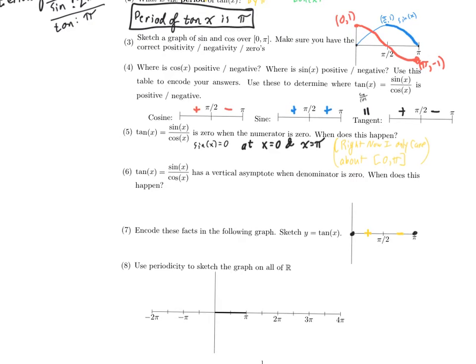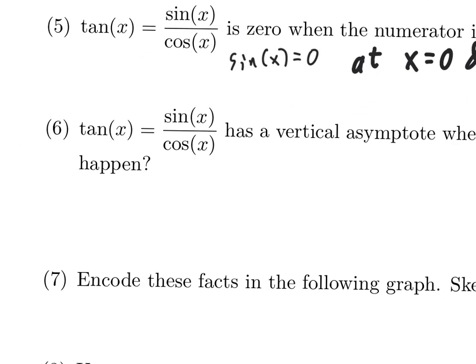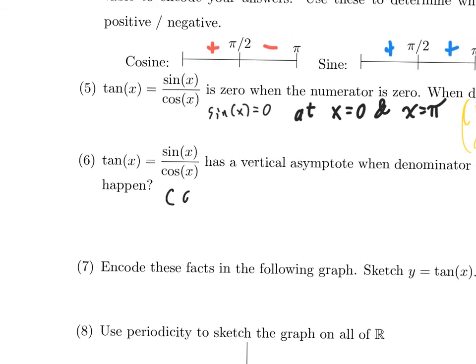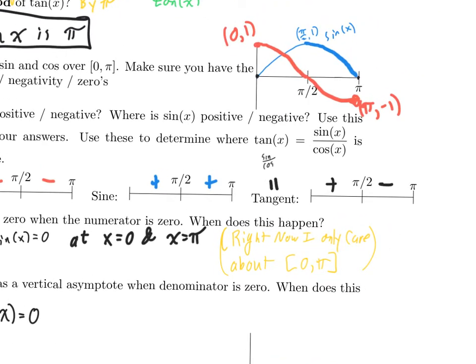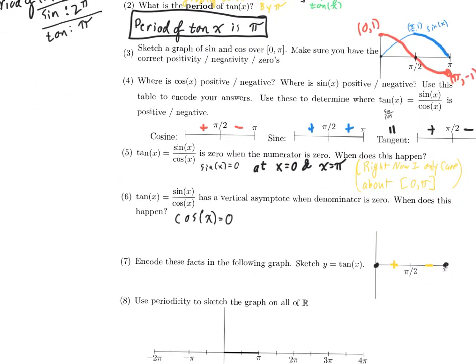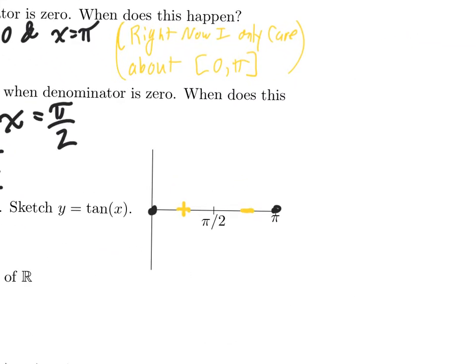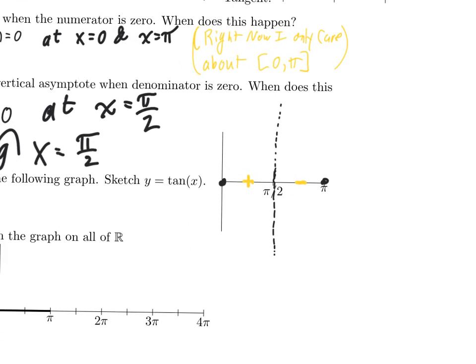Tangent has a vertical asymptote whenever the denominator of this fraction is 0. When is the denominator equal to 0? Well, that asks when is cosine of x equal to 0? Well, cosine is the red curve at pi over 2. So there will be a vertical asymptote at x equal to pi over 2. Cool. That is a perfectly straight vertical line.